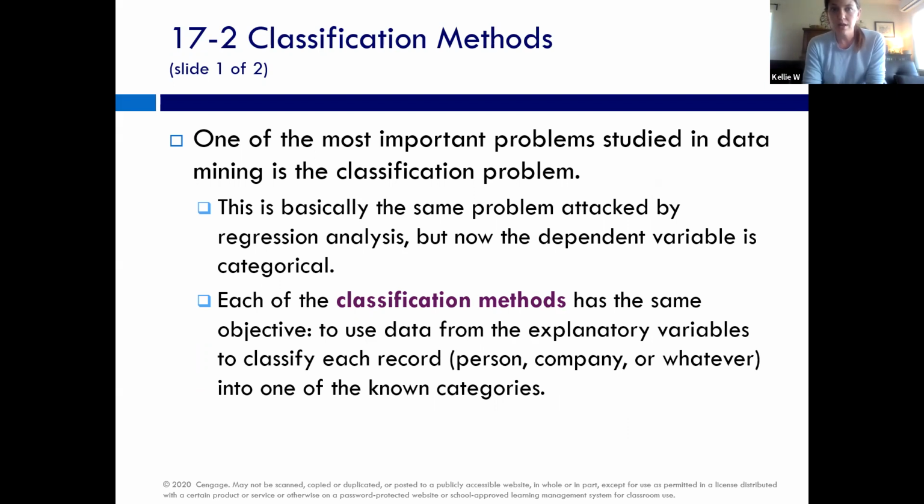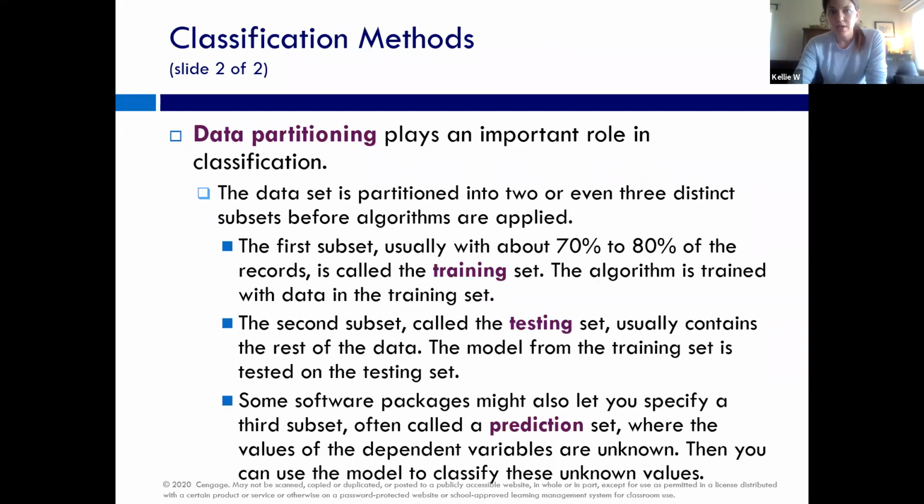So classification is a very common problem when we talk about data mining. It's basically regression analysis, but where our dependent variable is categorical, and it's the same objective. So we want to use data from explanatory variables to classify each record into a known category. We use data partitioning to do this.